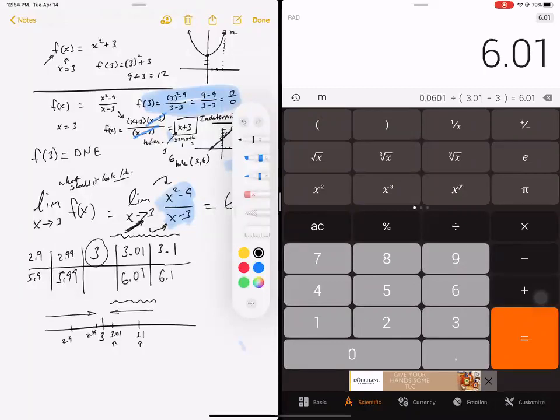So one of the important things about limits, if I'm looking at a point on the graph, not infinity, but any point on the graph, let's say I'm looking at 3. The left side looks like what? 5.9, 5.99, probably 5.999, 5.99999999. All those numbers are getting closer to what? 6.